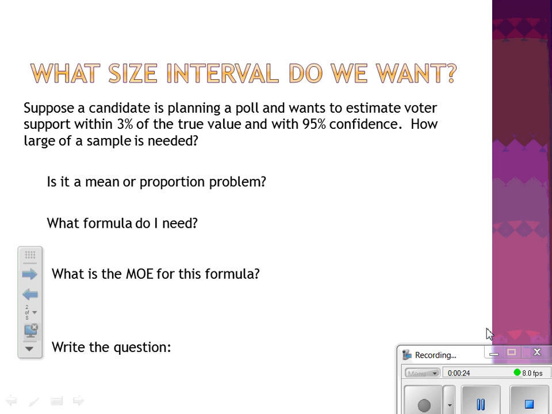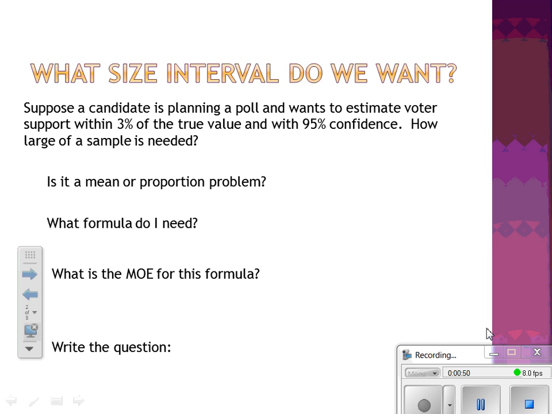With elections coming up, you hear a lot about margins of error and all that kind of stuff. So let's say we have a candidate who wants to poll and estimate voter support within 3% of the true value at 95% confidence. They want to be pretty sure they know about where they stand, within 3%. So they want to know how many people they should ask.